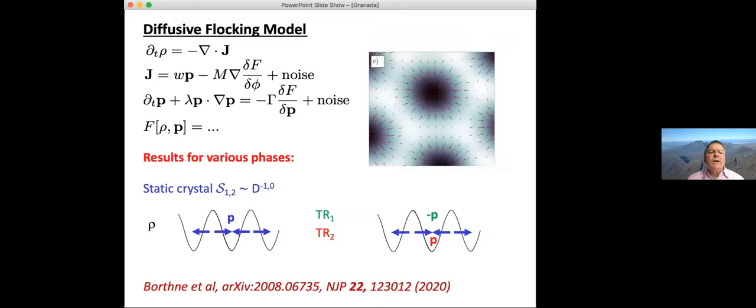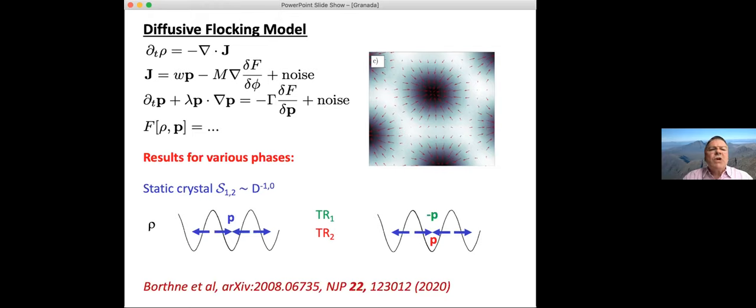Okay, one more phase. In this generalized flocking model, you can also get crystalline phases. So a static crystal in which you have a density wave and an orientation of the particles, which for instance is pointing from high density to low. That's this picture bottom left here. Clearly, if I flip P on time reversal, I'll get a state which again looks extremely wrong, because instead of pointing from high density to low, the P vector points from low to high. That will correspond to an enormously large entropy production. Whereas if I do keep P the same, so that's TR2, then I get an entropy production that requires me to look at fluctuations before I see anything.